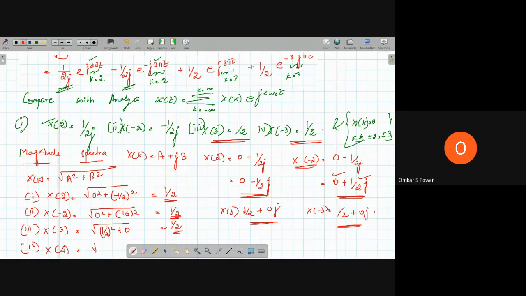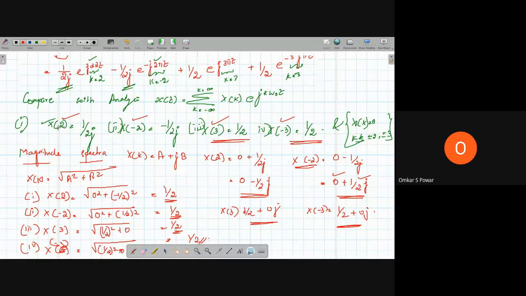And for x of 4, what do we have got? X of 4 is equal to, so again it is half square plus, sorry, x of minus 3. When I'm saying x of 4, it is wrong, because we have x of 2, we have x of minus 2, we have x of 3 and x of minus 3. Okay. So usually you write like 1, 2, 3, 4. So it came in a flow. Sorry for that. Okay. So again you will get as half. So we have finished the magnitude spectra.